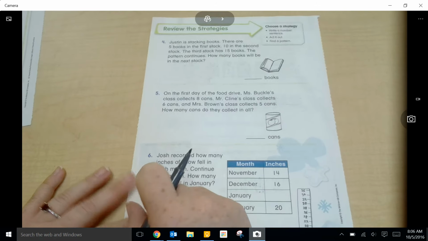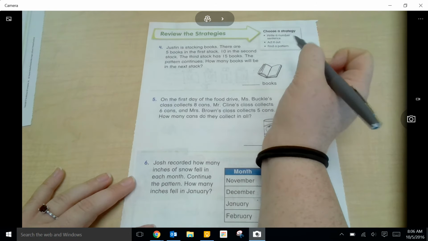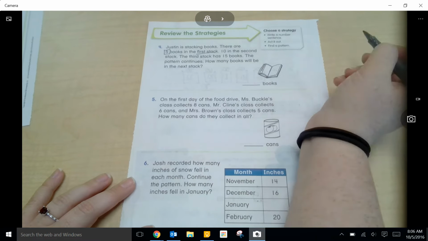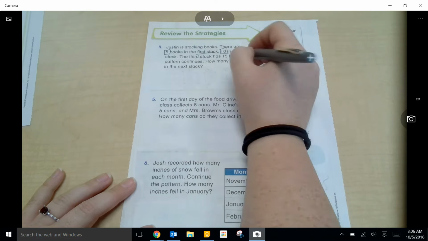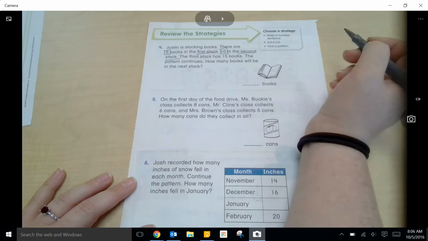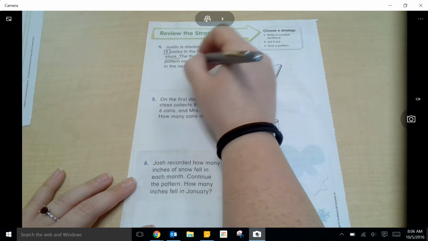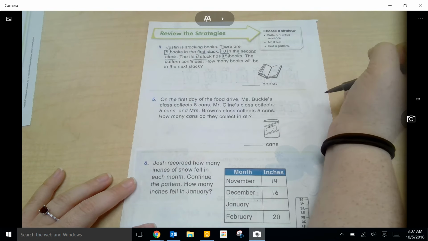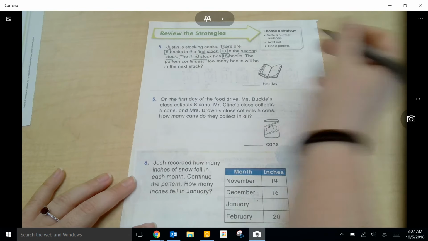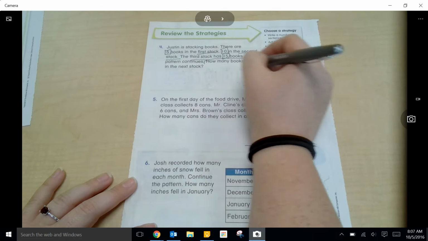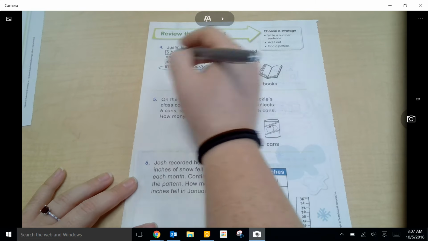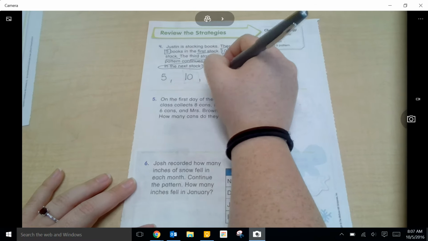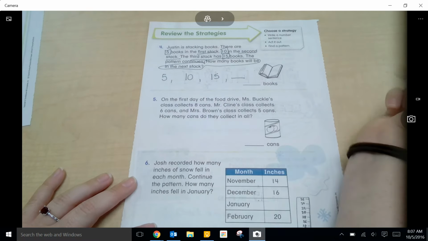Let's look at number 4. Justin is stacking books. There are 5 books in the first stack, 10 in the second stack. The third stack has 15 books. The pattern continues. How many books will be in the next stack? So he has 5, 10, 15. How many will be in the next one?